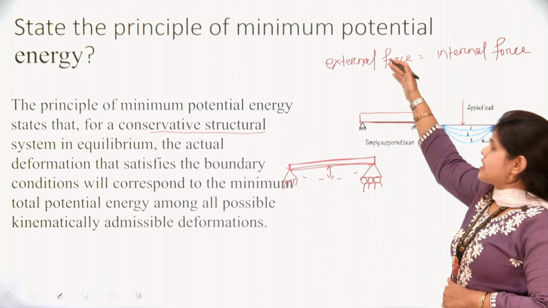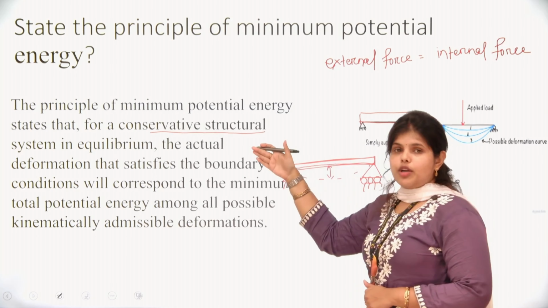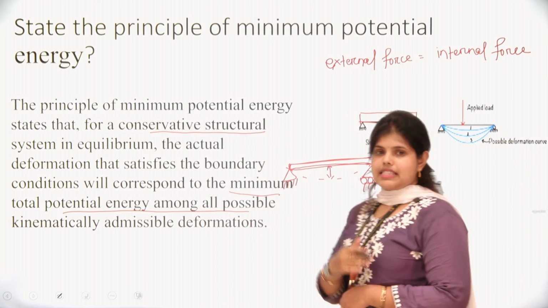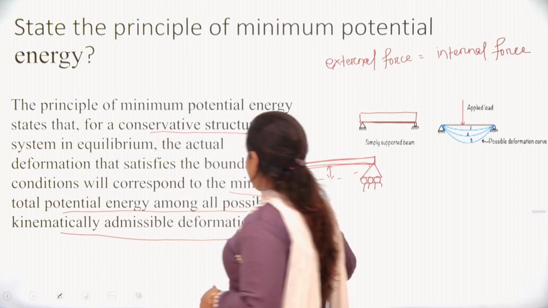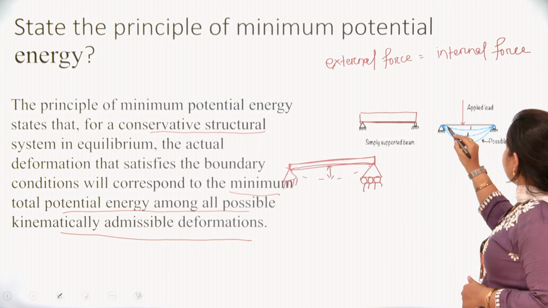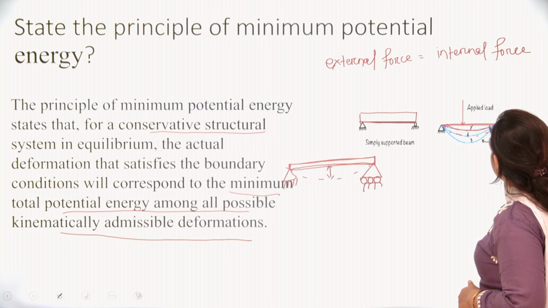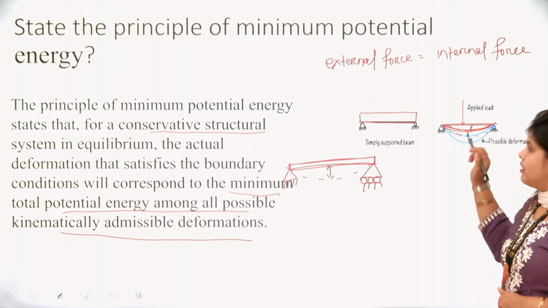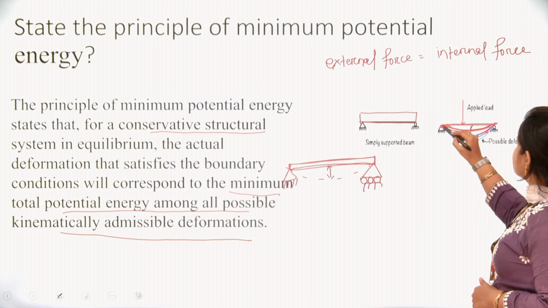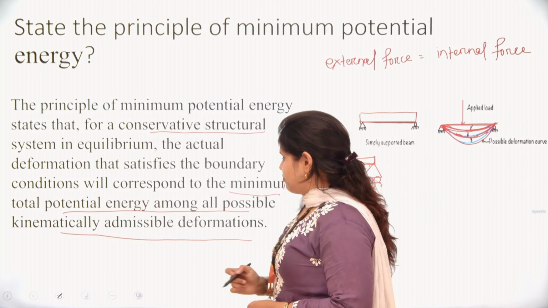Then when the internal force is not capable enough to resist the external force, at that point, what arises? The minimum potential energy. Kinematically admissible deformation, in the sense there will be little changes. First, in this diagram, this structure, the deformation is little. Again, after applying more load, the deformation will change. So, this is the example of minimum potential energy.